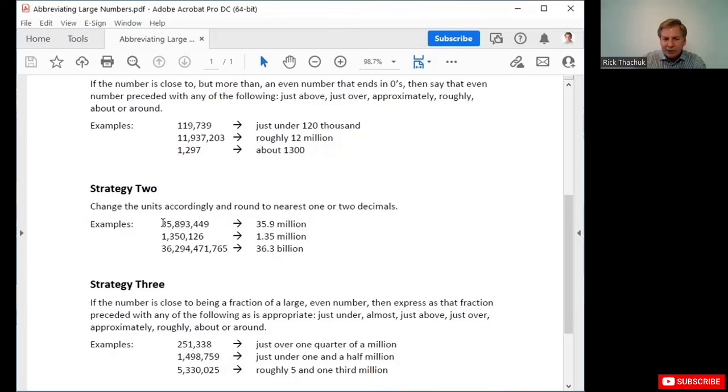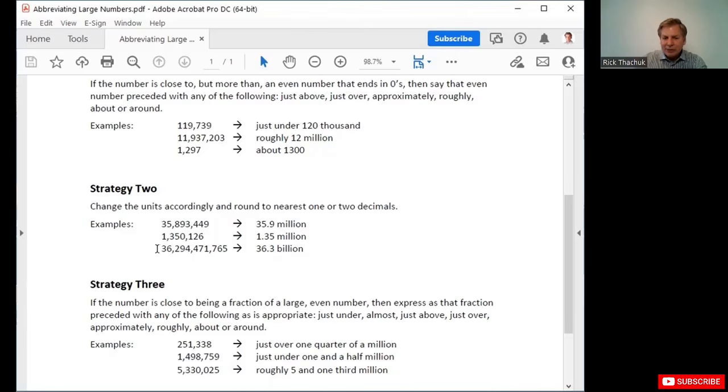So if I'm referring to this large number in a presentation, I don't want to say this whole number. I'll just say 35.9 million. This number, 1,350,126. Well, that's not close to an even number. So here again, I think I'll state this number in millions and round to a decimal. In this case, with the 5 here, I might want to keep 2 decimals to be a little bit more accurate. And I'll refer to this number as 1.35 million.